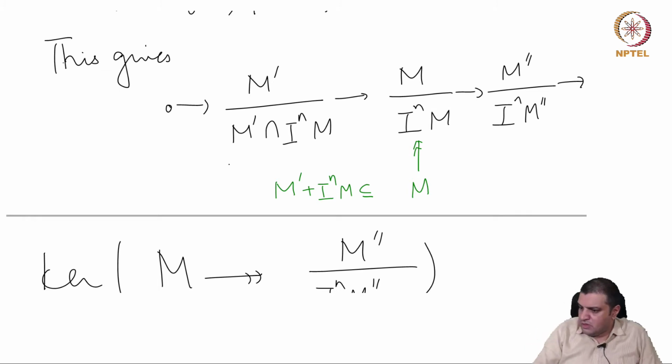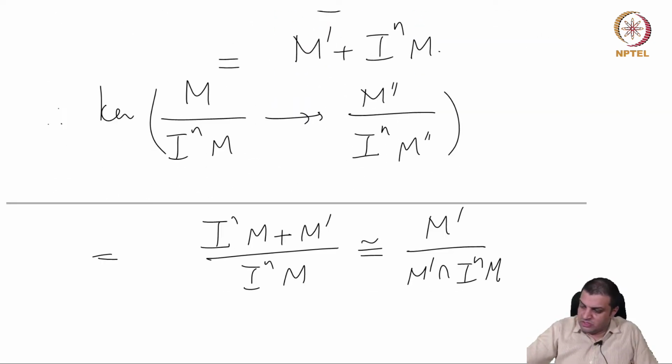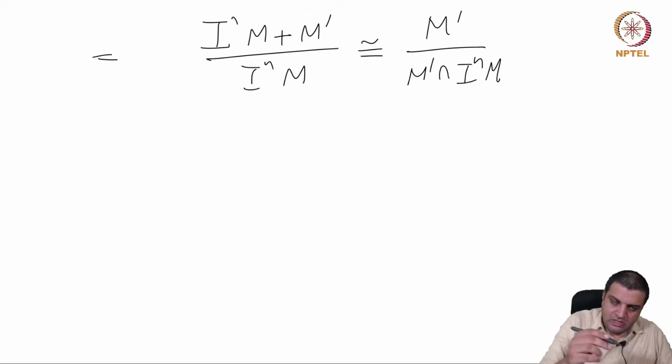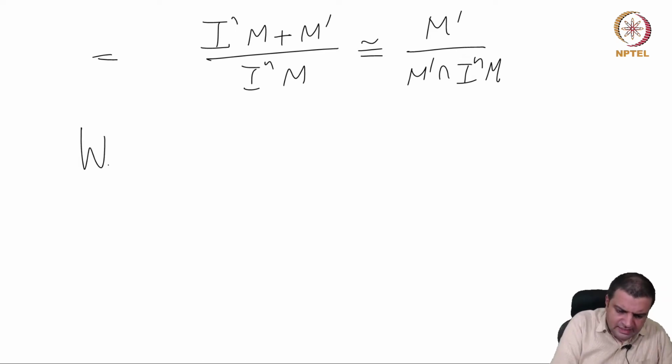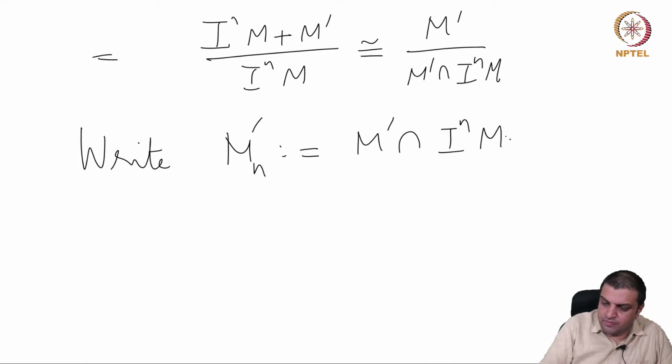Okay, so now we are given a filtration of M by powers of I, and here also by powers of I. Here we get a different filtration. So this is the context in which we will need to apply Artin-Rees lemma. Write M prime_n as M prime intersect I^n M.